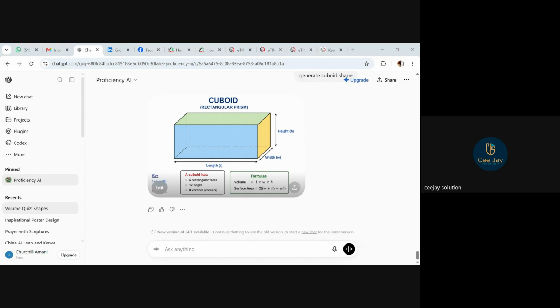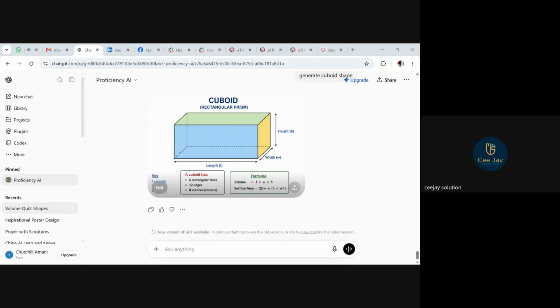Cuboid has 6 rectangular faces. Hii side na hii side. 1, 2, 3, 4. Huku pia wanaita rectangle. 5, 6. Yeah, inasemekana iko na 6 rectangular faces.